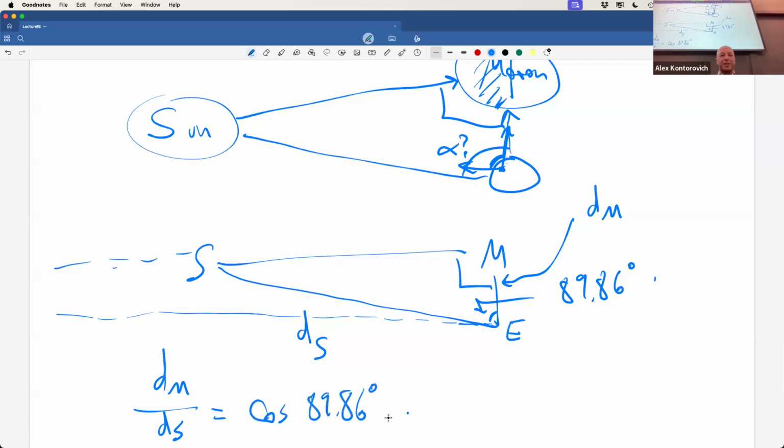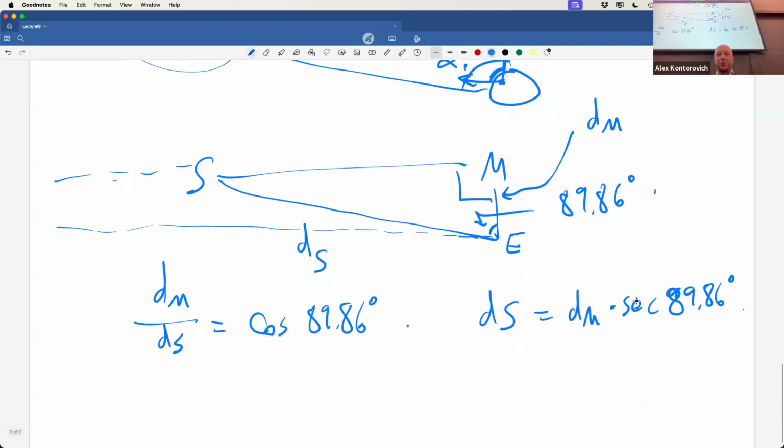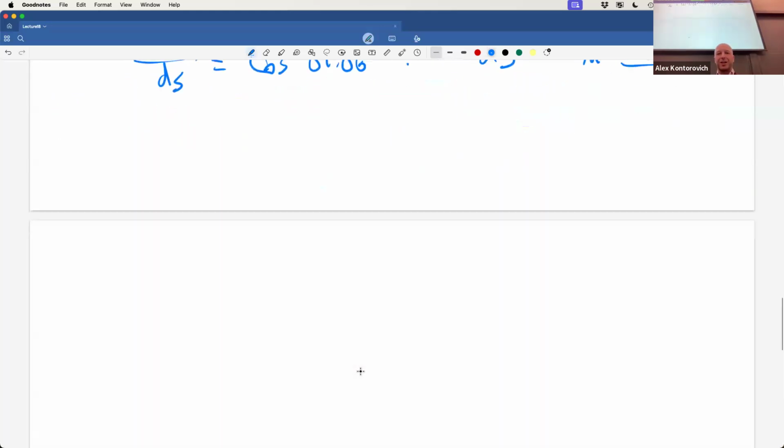And so if you want to invert this and say, well, so what do we know about the distance? So the distance to the sun is equal to, let's see, if I multiply the distance to the sun this way and I divide by cosine, that's secant. So this is the distance to the moon times secant of 89.86 degrees, right? Secant is 1 over cosine. Remember that? And so the question is, what is secant of 89.86 degrees? Well, okay, let's remember what secant looks like.